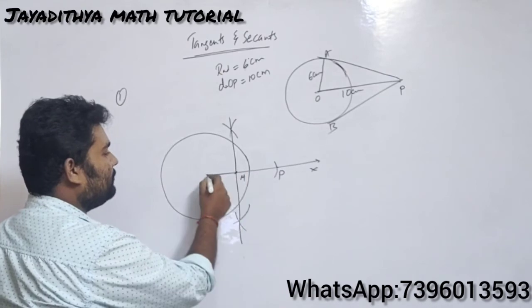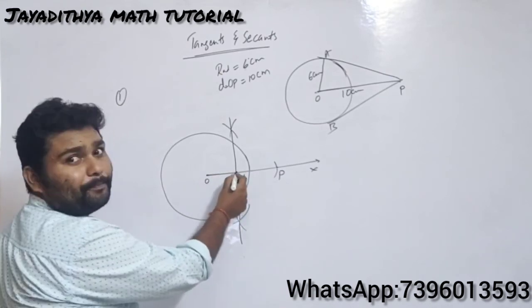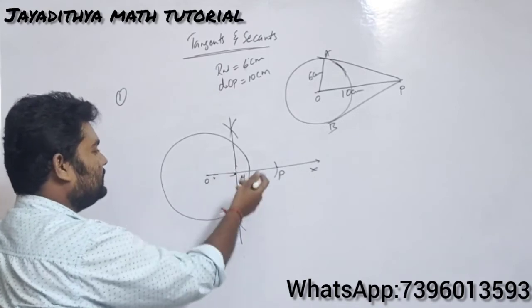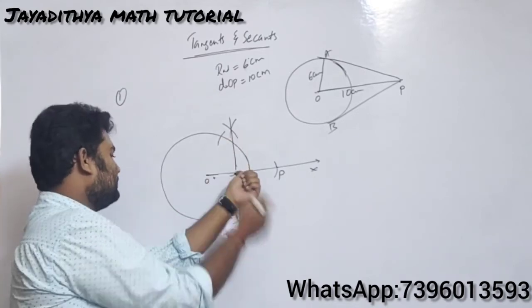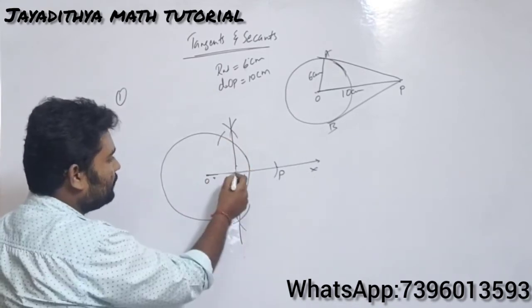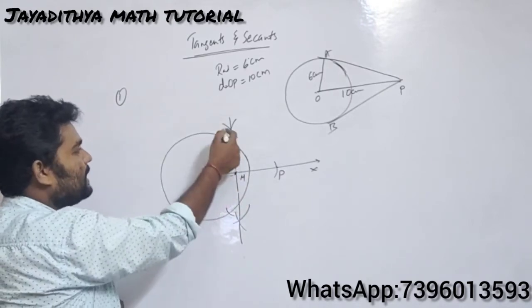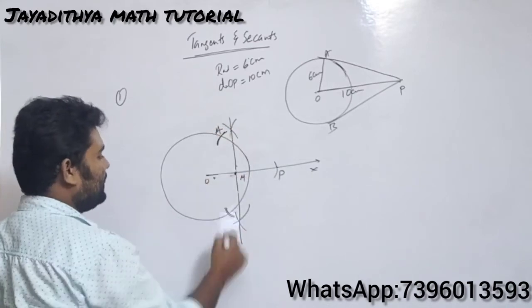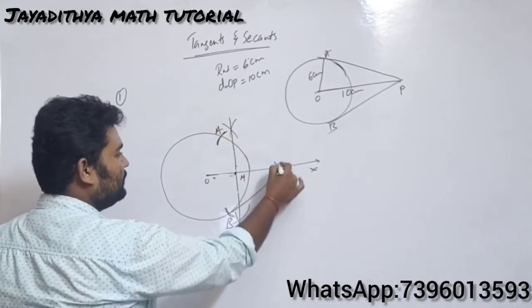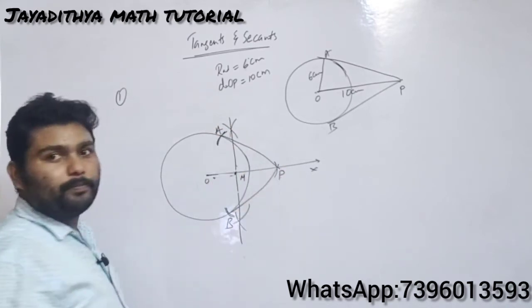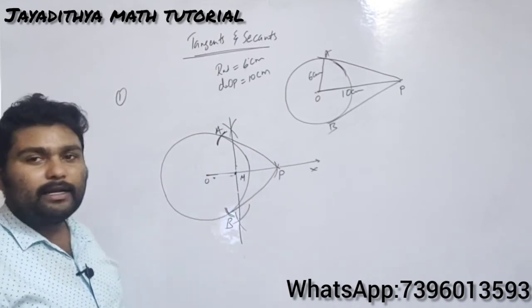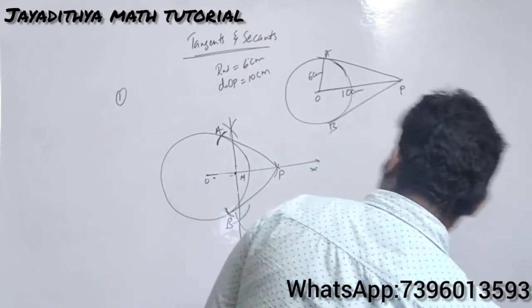Taking the point M as center and MO as radius, take the pointer like this and cut the circle in two parts. From here only, take MO as radius and draw an arc here, and also draw an arc here. This point will be A and this point will be B. What is the next thing you need to do? Join PA and PB. So PA and PB will be your required tangents.